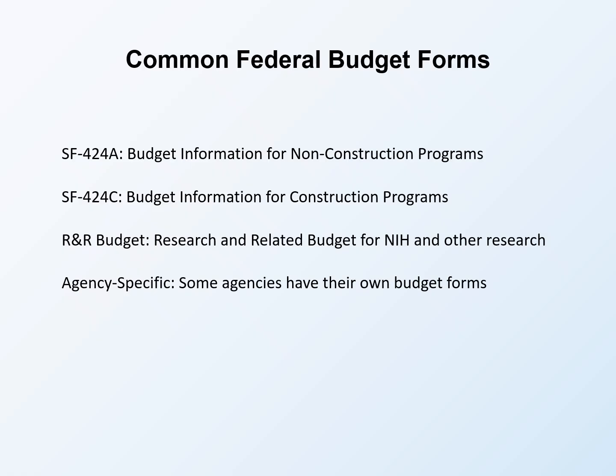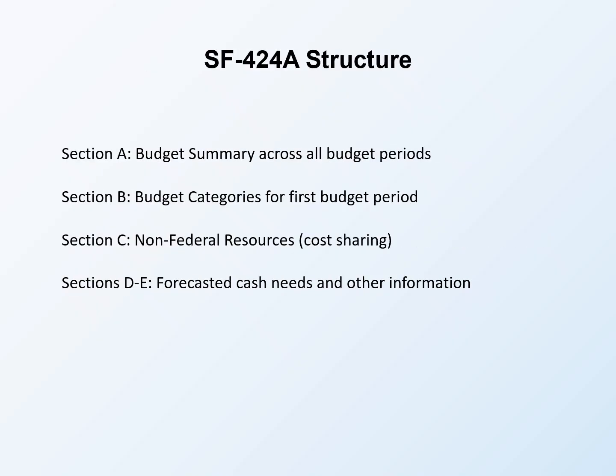Agency-specific forms exist for some programs. The Department of Education, Department of Labor, and other agencies may have their own budget forms or supplements. Always review your funding opportunity announcement to identify exactly which forms your application requires. Understanding the SF-424A structure helps you complete each section correctly. The form has several distinct sections with different purposes.